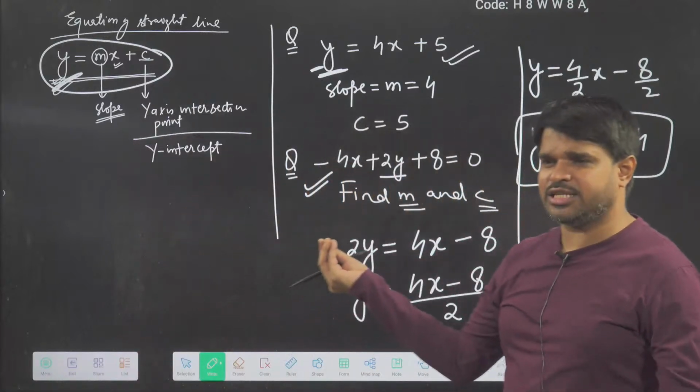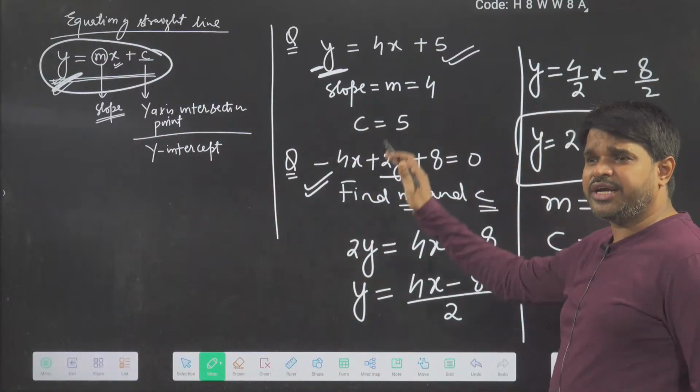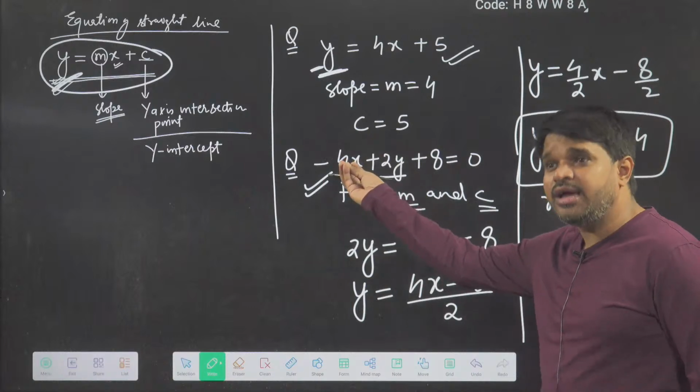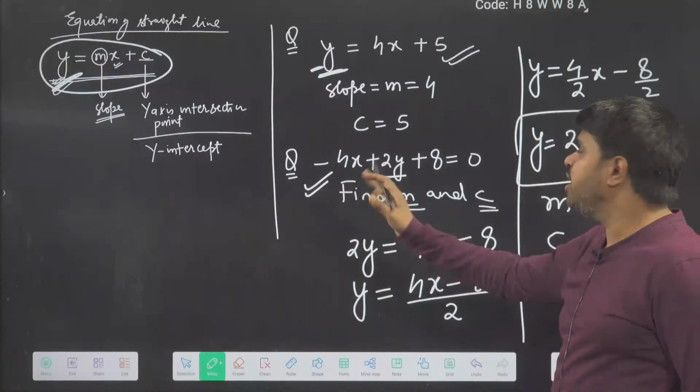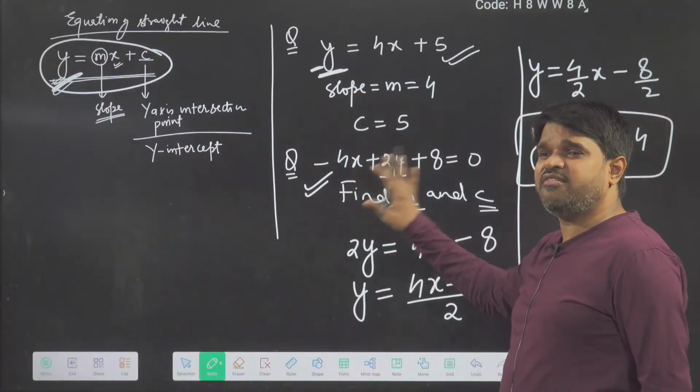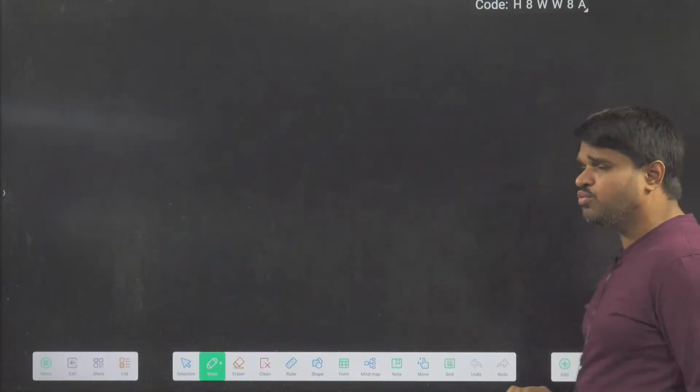In the next question I will explain. Okay, so this is completed. One more question I am going to give you. You have to make y on one side, everything else on another side. So let me give you a simple question.